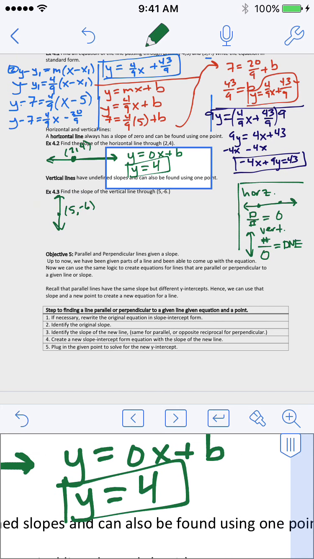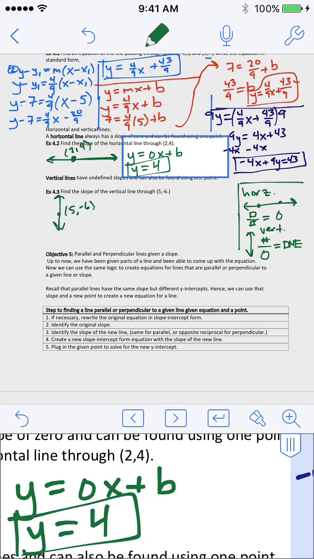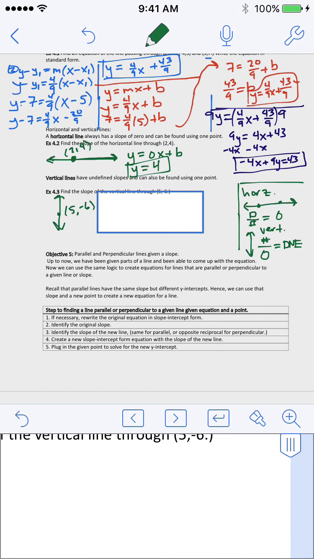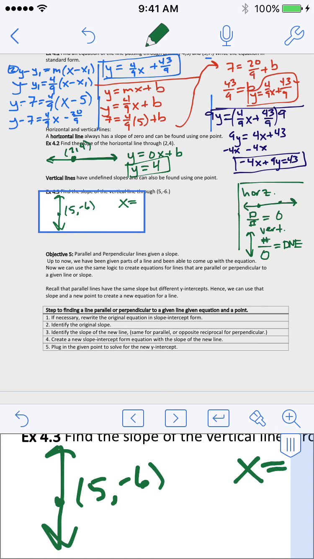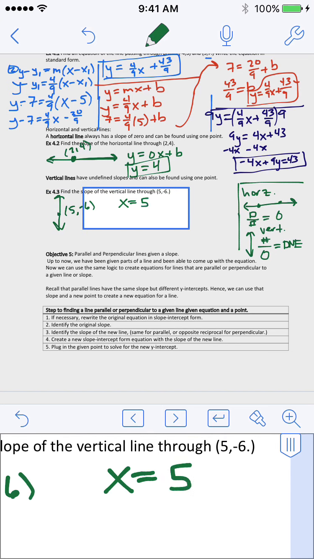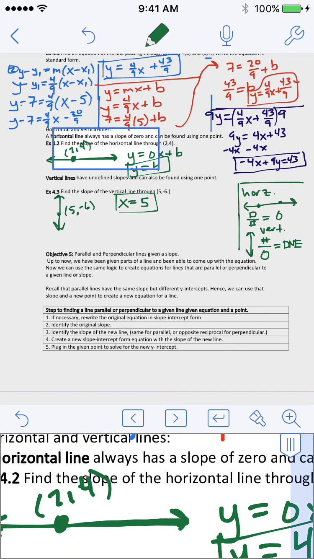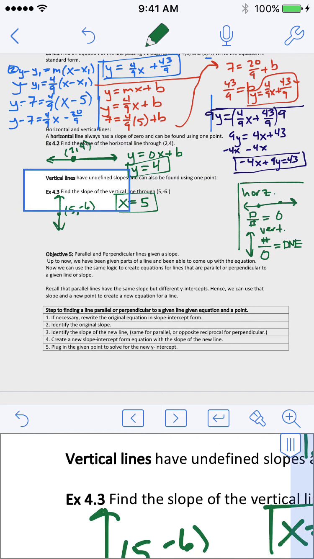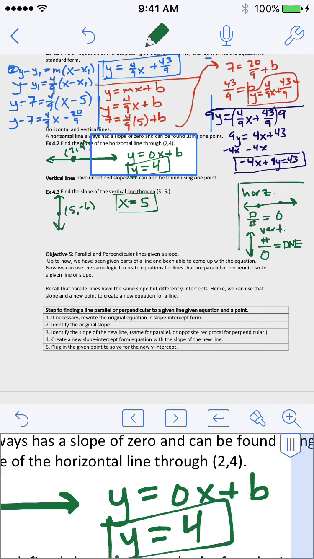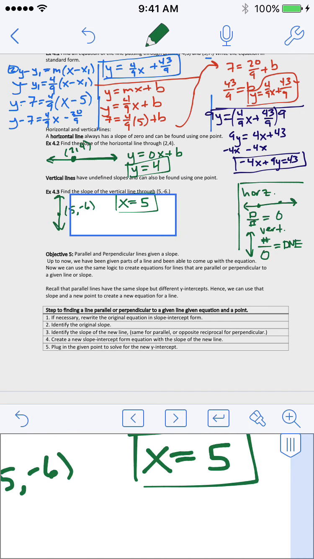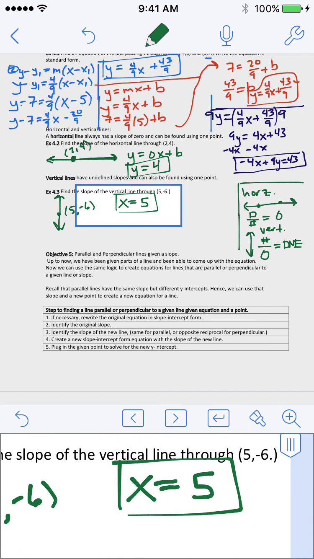Now we know it's not going to be of the form y equals, because that has a 0 slope, right? We want no y. So this is going to be of the form x equals something. Since it has to go through (5, -6), that means the x has to be all the 5s, and that is the equation of our vertical line. So as long as you can keep track of horizontal is y equals, vertical is x equals, then it's very easy to find horizontal and vertical lines, right?